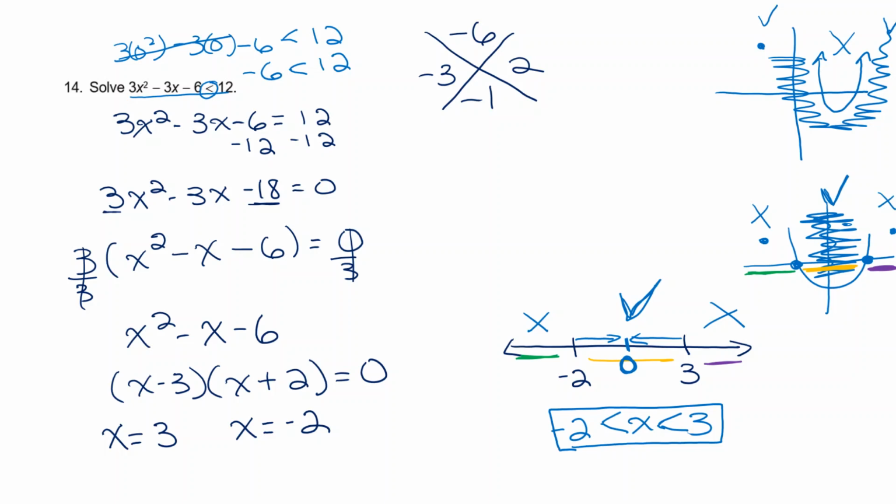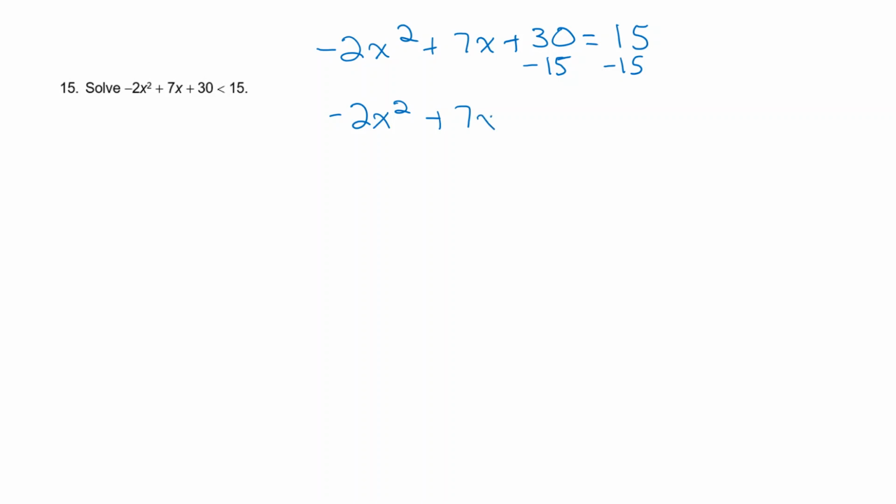So let's do that. Okay, again, we're going to go ahead and set this equal to 0. So negative 2x squared plus 7x plus 30 is equal to 15. Let's go ahead and subtract 15 because we're trying to find when y is 0. So we're looking for the zeros. So we've got negative 2x squared plus 7x plus 15 equals 0.